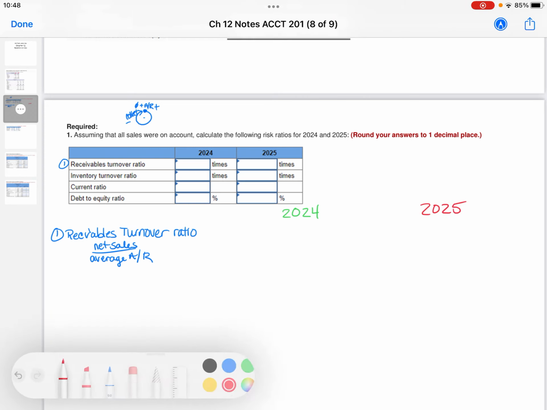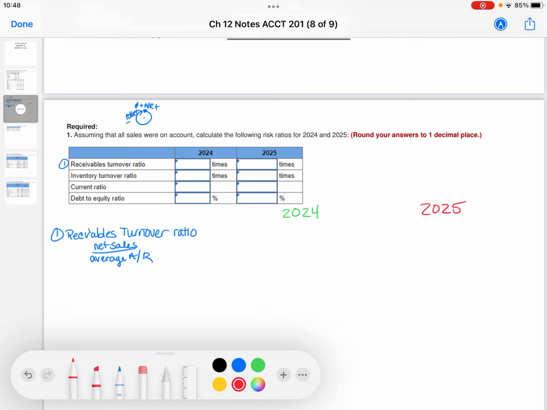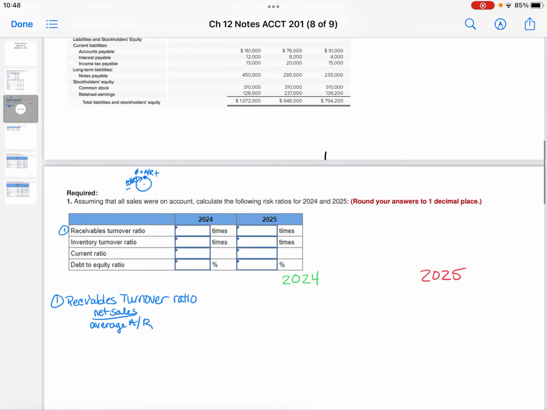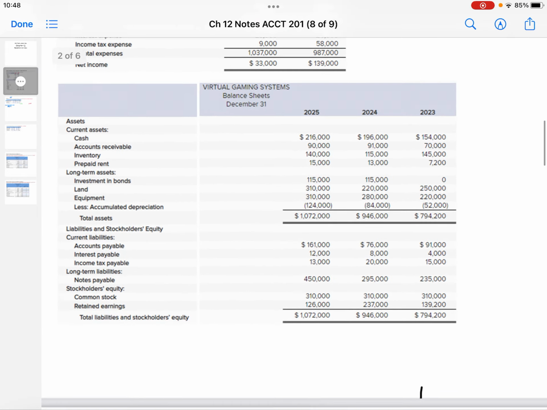There we go. Okay, so we are given net sales. That's a pretty easy one. However, we're not given average accounts receivable. So let's go to accounts receivables on the balance sheet. So let's go up to the balance sheet here and take a look.